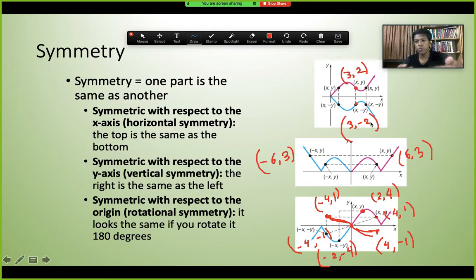And graphically you will understand it by a flip about the x-axis, up and down. For y-axis symmetry, left and right will be the same. In this case the sign of the x value will be changed, the y value the same. But for origin symmetry, both x and y values will reverse, the sign will be changed for both x and y values. If it is plus, it will become minus for their symmetry.